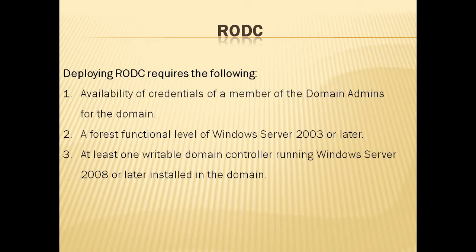Number one, you must have the credentials of the domain admin, without which you will not be able to promote the server as a read-only domain controller. And number two, the forest functional level of Windows Server must be 2003 or later. You also need at least one writable domain controller, because a read-only domain controller is a read-only copy from another primary server, that is, your partner server. So in order to configure the read-only domain controller, you need to have at least one read-write domain controller in your network environment.